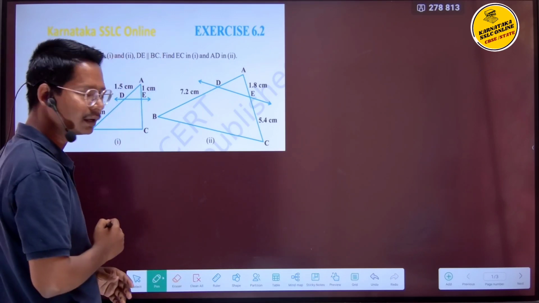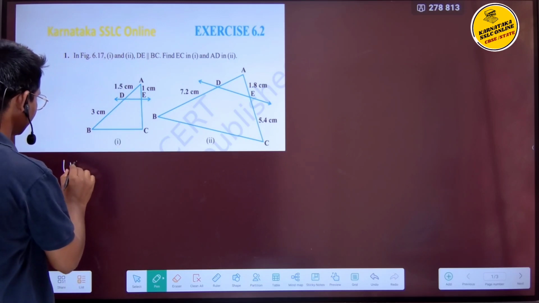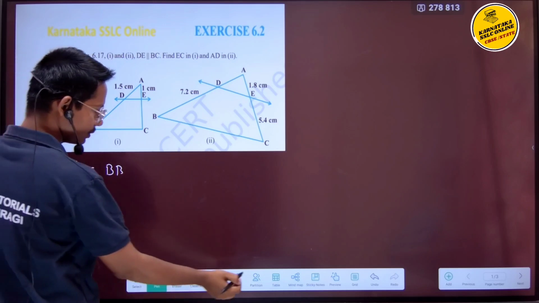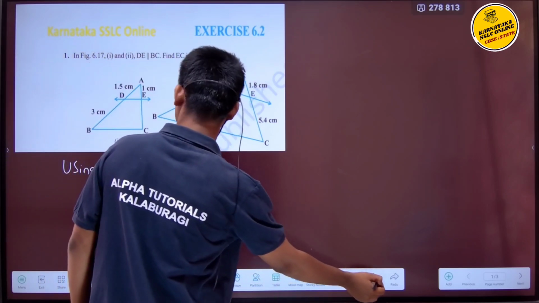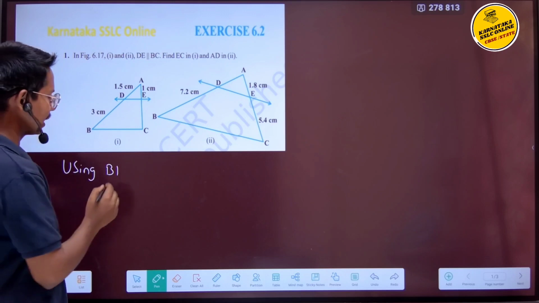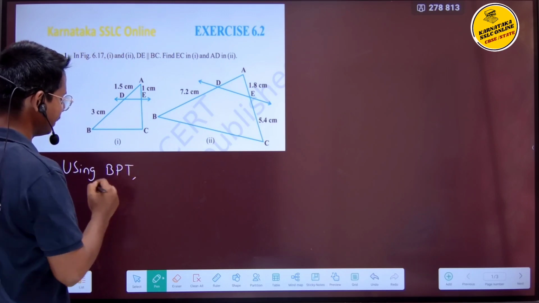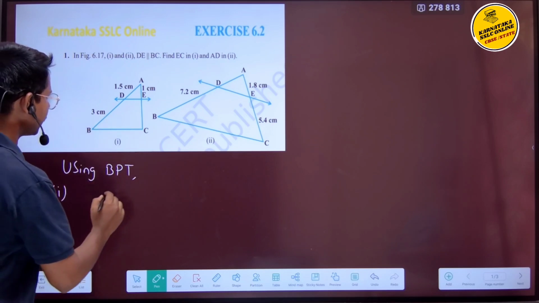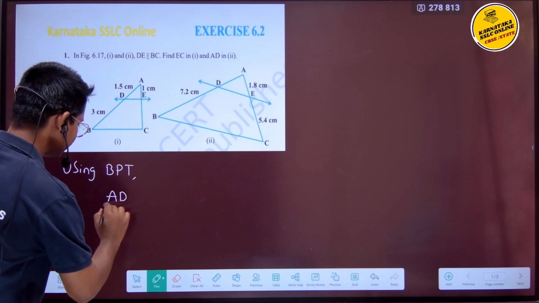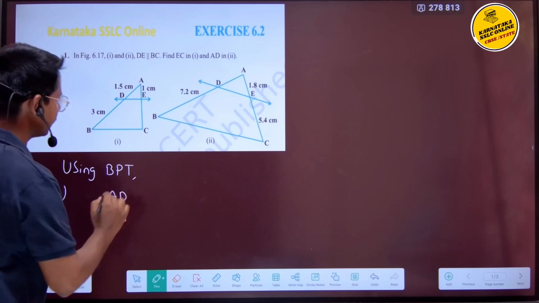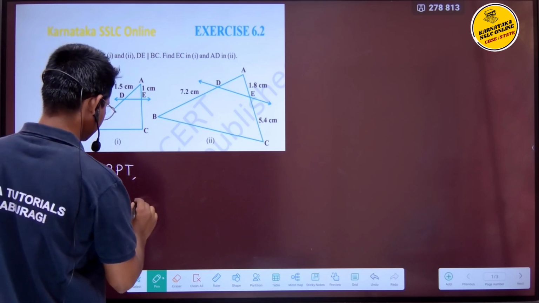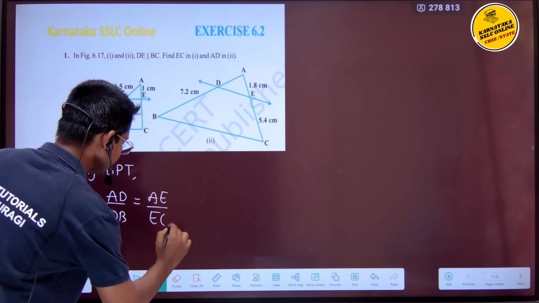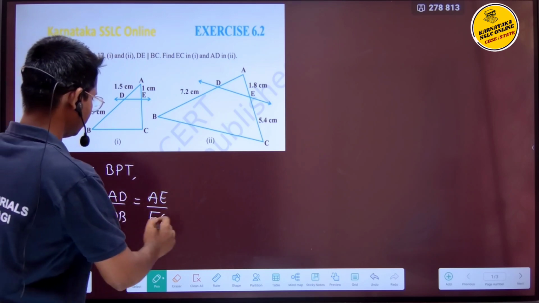So for the first figure, using BPT, you never use BPT unless there is a parallel line. So here is a parallel, so I can use the word using BPT for the first figure. Now I can write ratio. AD by DB is equal to AE by EC. Correct? Fine. I'll substitute the values.